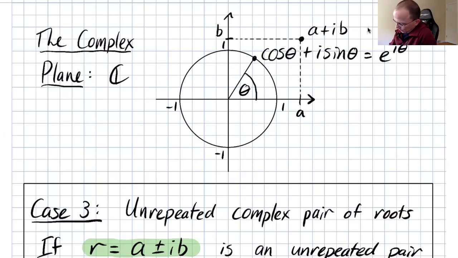So, what is the point whose x coordinate is cosine theta and whose y component is sine theta? This is the point on the unit circle where we take the angle theta here, and that gives us this point. So we can think of e to the I theta as being a point on the unit circle in the complex plane, where the theta tells us how far around this unit circle we are.